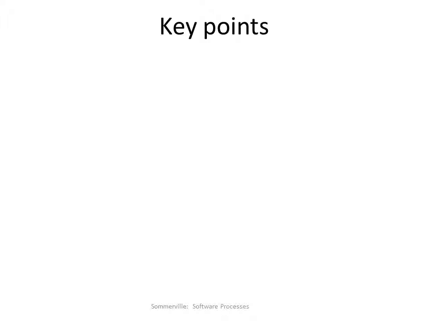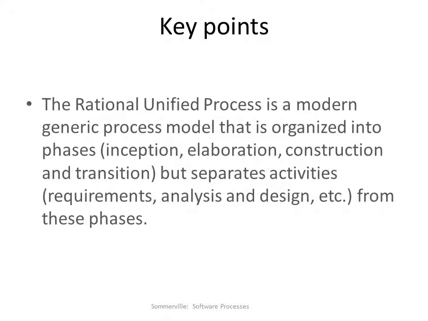Okay, main key points. The Rational Unified Process, RUP, is a modern generic process model that's organised into phases. So you have inception, elaboration, construction and transition that we looked at earlier. But it separates activities, for instance requirements, analysis and design, from these phases. So in inception, you might have different activities going through it. In elaboration you would, and so would you in construction and transition.